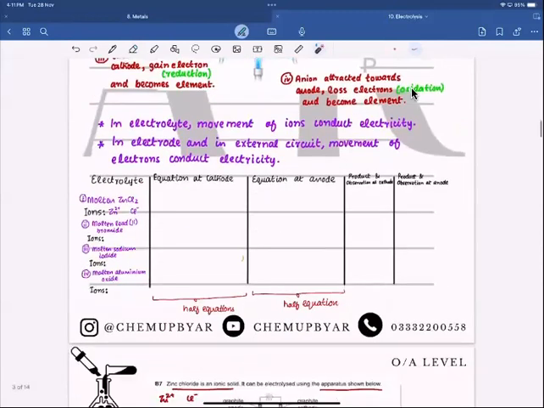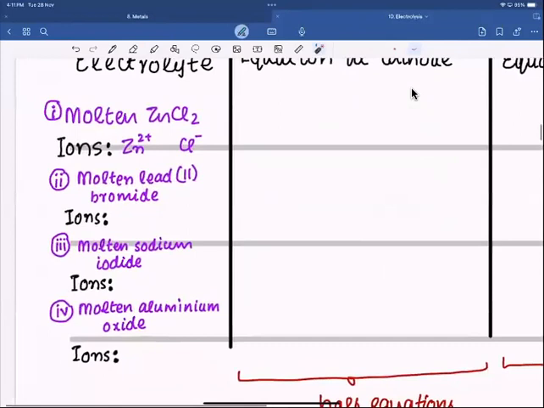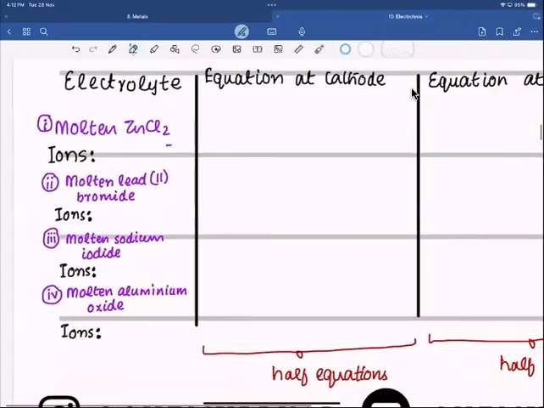Okay. Now, have a look over here. First, all the electrolytes are molten right now. We have a first electrolyte, which is zinc chloride. So what I am going to do right now, you have to do for the rest of the 3 electrolytes. Okay. So try to be focused, and if you have any query during the explanation, you guys can ask. So we start with one.